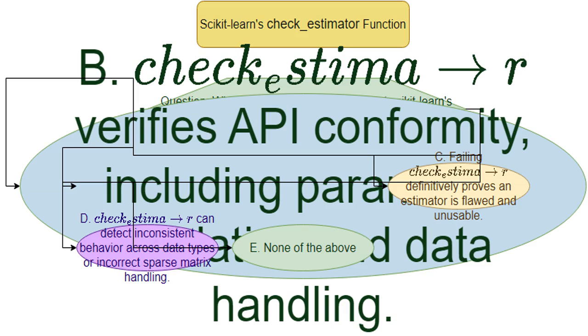This statement is correct, VOMC. That's the main purpose of _check_estimator. It makes sure your custom estimator plays nicely with scikit-learn by following its rules for parameters, data types, and overall behavior.